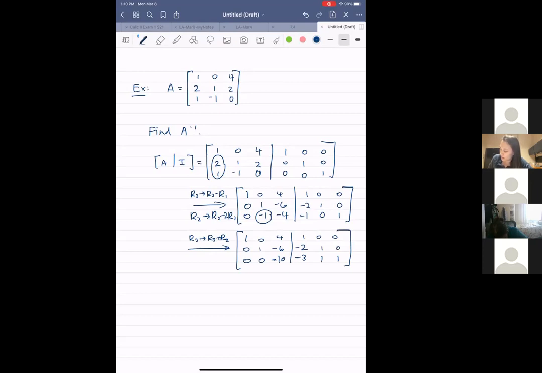And then let's see, what's the best way of going about doing this? So we'll just multiply row 3 by -1/10 to get a 1 there. So we'll get 1, we'll get 3/10, 1, -1/10, -1/10.